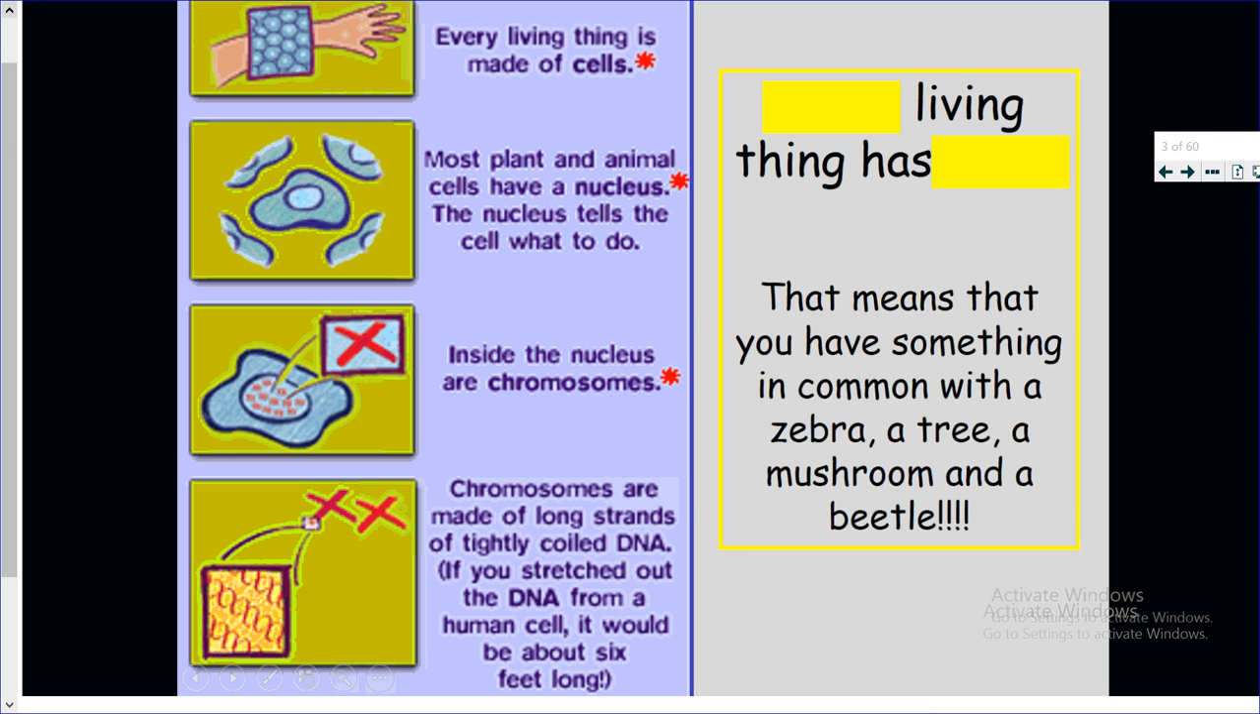Do some living things have DNA, or all living things? All living things. Every living thing has DNA. Every single little living thing. So that means that you have something in common with everything, because they all have DNA and they all have the same four bases. Add that here. A lot of you did not interpret your graph correctly. Right here. All living things have the same four bases.